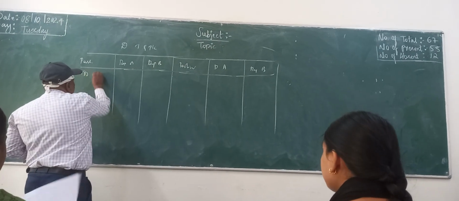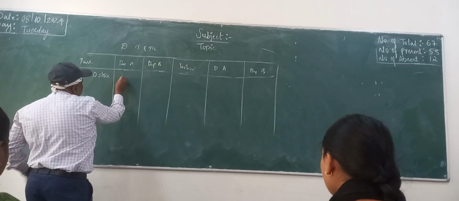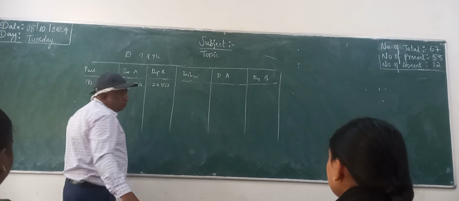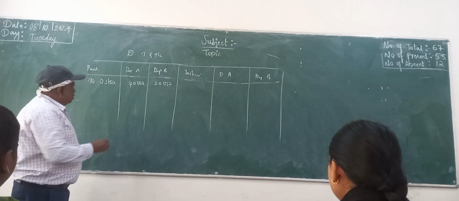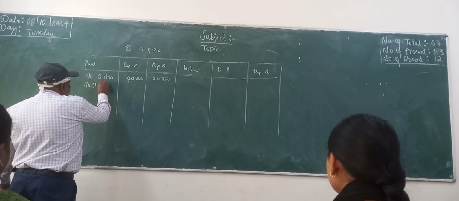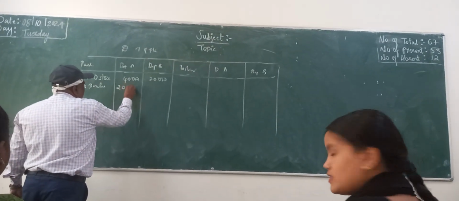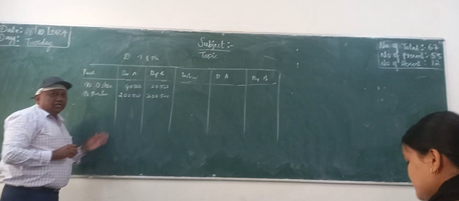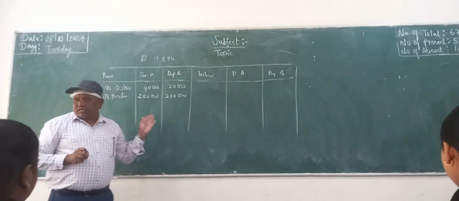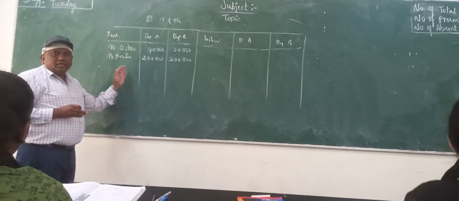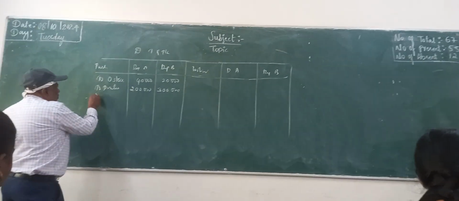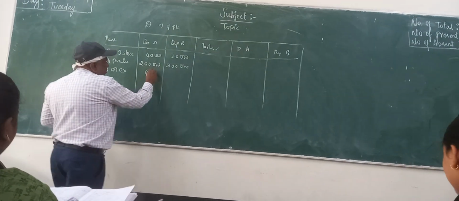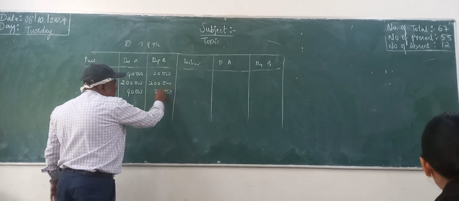That is, to opening stock we have 40,000 and 20,000. Purchases are given: 2 lakh, 3 lakh. Total amount of both departments I am writing. Next we have manufacturing expense, which is also trading account: 40,000, 20,000.